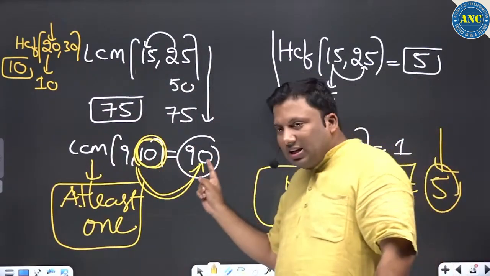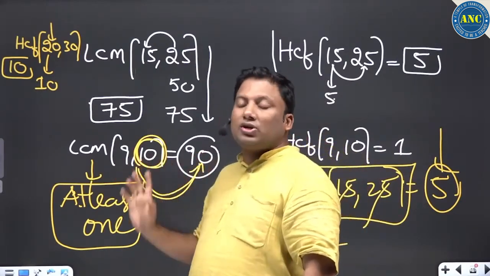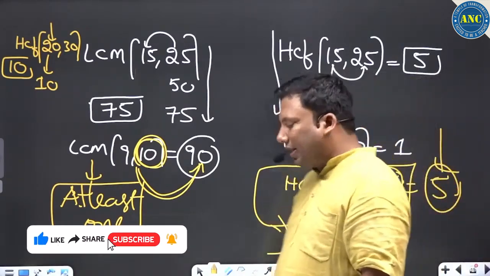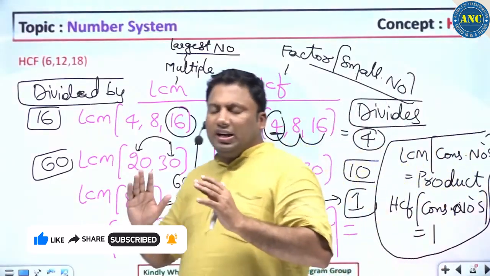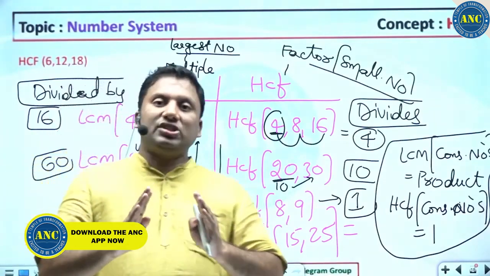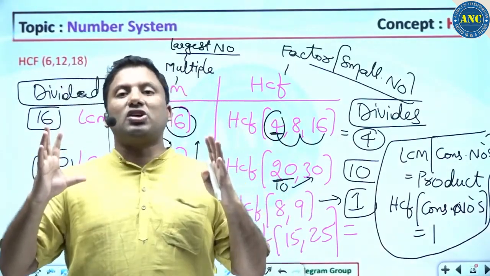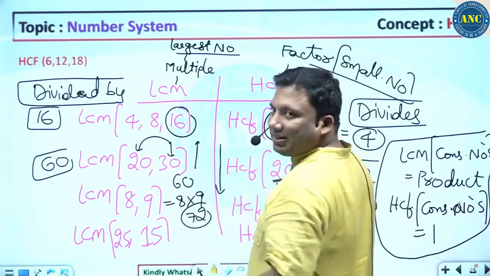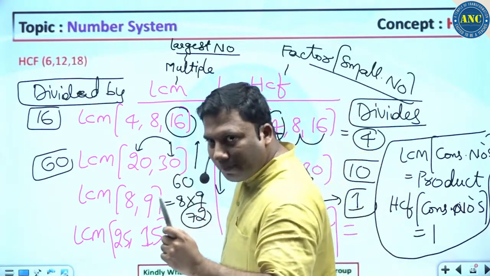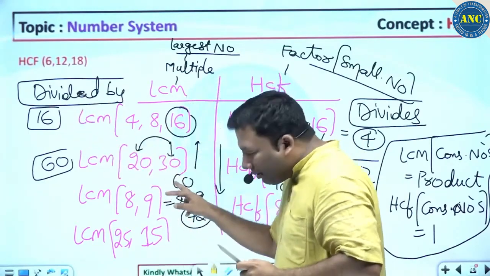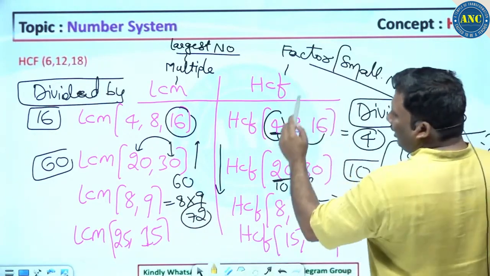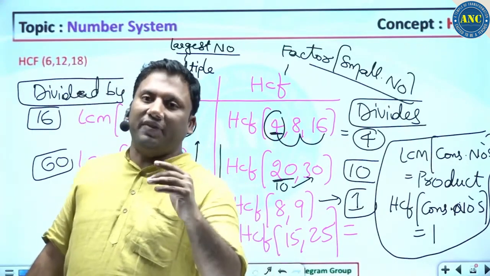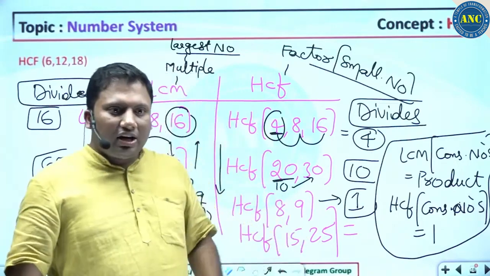In LCM, if the answer is divisible by K, at least one number should be divisible by K. But in HCF, if the answer is divisible by K, all of them are divisible by K. Very simple way to understand the difference between LCM and HCF. If you do not understand in the fundamental way, if you keep on solving 100 problems, it's of no use. LCM, multiple means largest. Take the largest number; if it is not getting divided, take the multiples of the largest. HCF, factor means smallest. Take the smallest number. Smallest number should divide every other number. If it is not dividing, take the factor of the smallest.